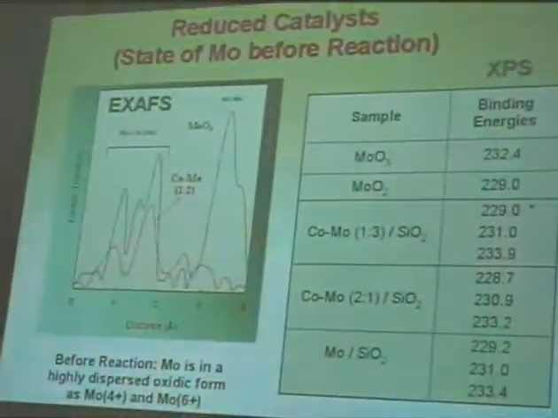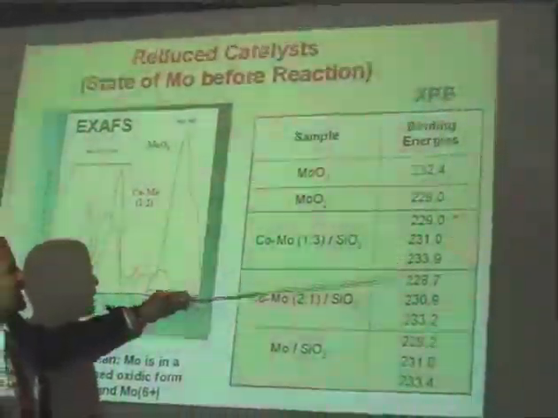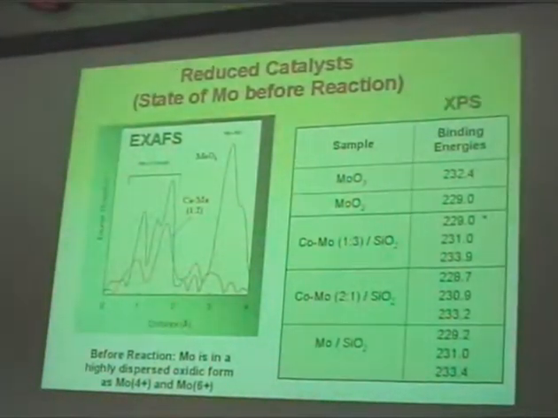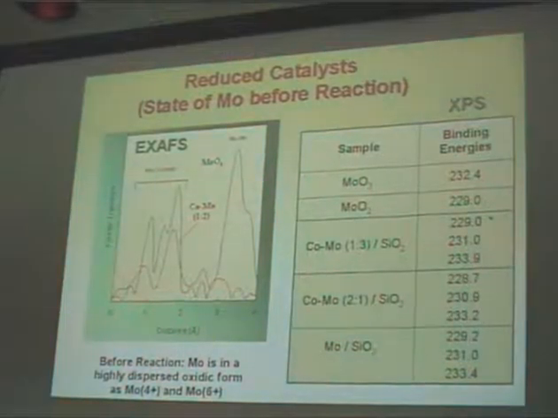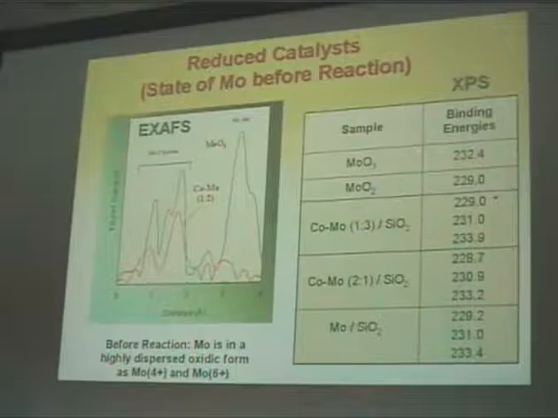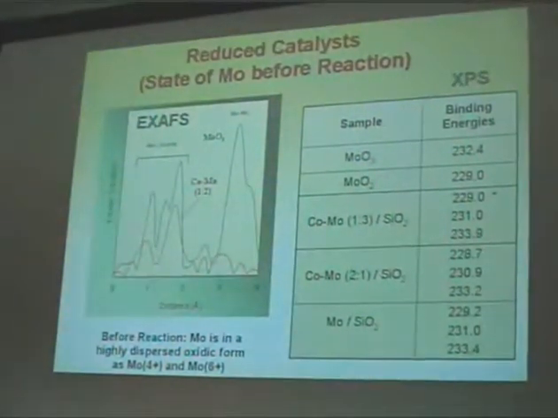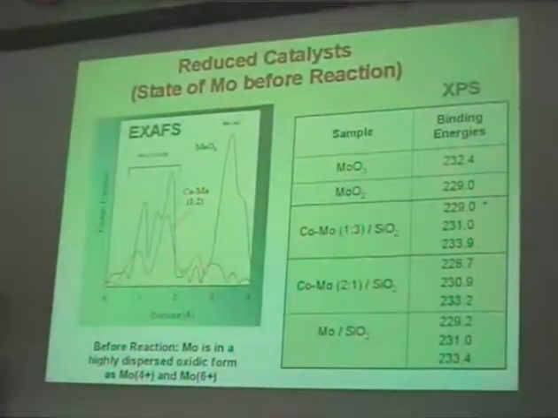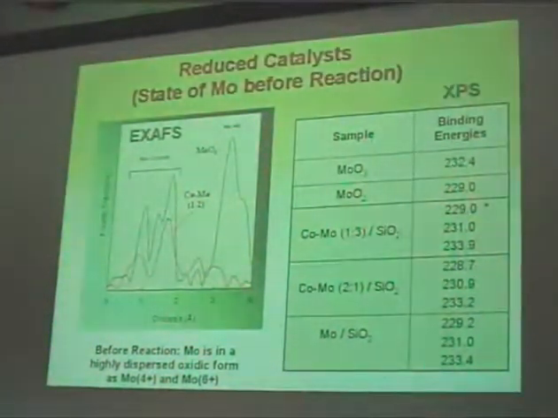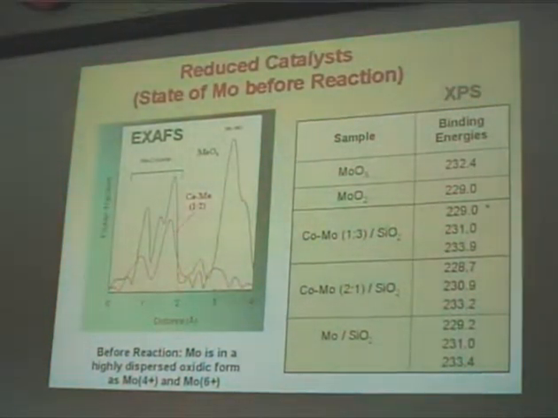And XPS for that shows that we have a combination of moly 4 plus and moly 6 plus. Before the reduction, that is after calcination, all the moly is in the 6 plus. After the reduction, the cobalt still remains unreduced, but the moly reduces a little bit to moly 4 plus. And that must be the important point, because if that doesn't happen, the catalyst is not selective. That is, we need the reduction. The reduction doesn't reduce the cobalt, but does something to moly. And at the end, I'll have the explanation for that.